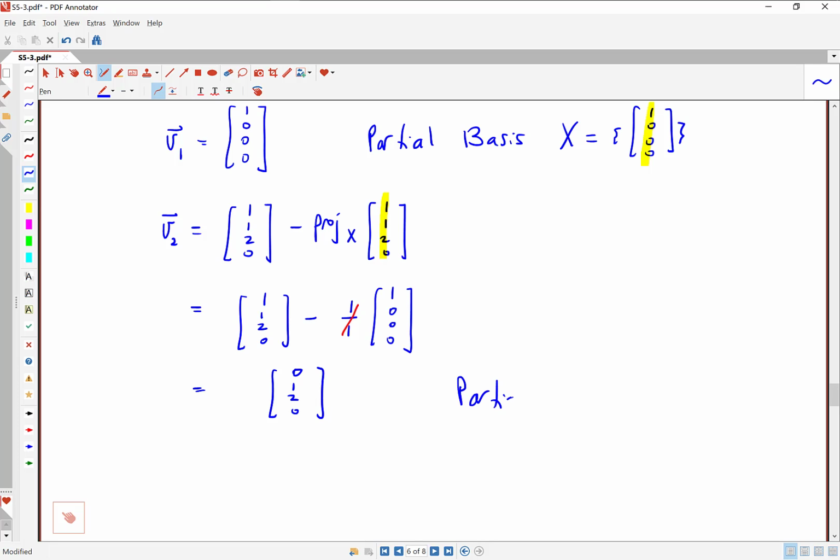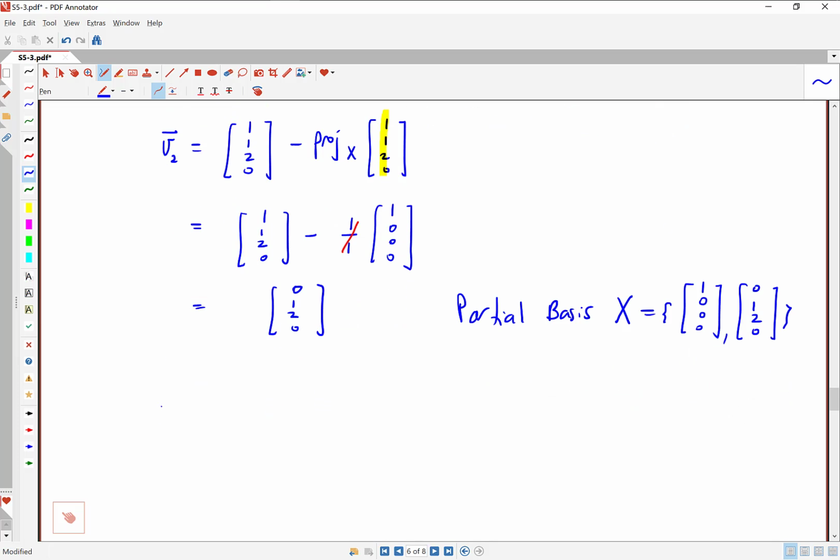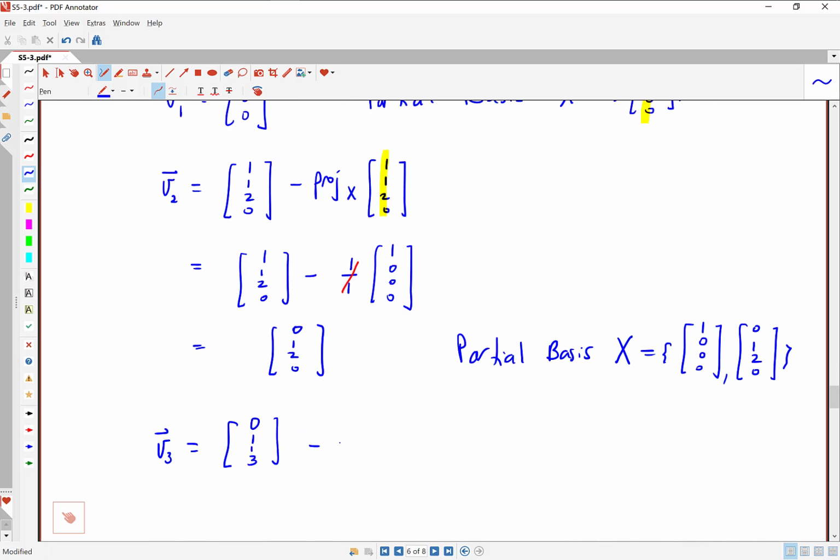So now we can write a new and improved partial basis, again calling that X. So now our partial basis is 1, 0, 0, 0, plus this new vector that we've just built, 0, 1, 2, 0. And just do a double check here that these are orthogonal. They are, so that tells us that we're on the right track. So now to build the third basis vector, we'll call this B3. We're going to grab the third column of A, and we're going to subtract off its projection onto X. And what that will leave us with is something that is orthogonal to everything in X.